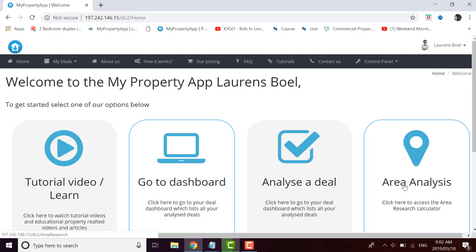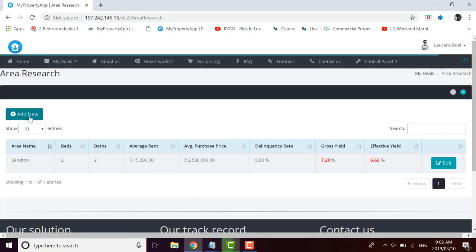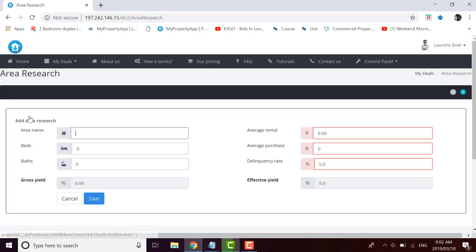So to get to the area research calculator, you go here to area analysis. It'll then open up your gross yield calculator. On the top left here, you've got add new. So if you click add new, you will have an area name. So let's say, for example, you're looking at Berea.